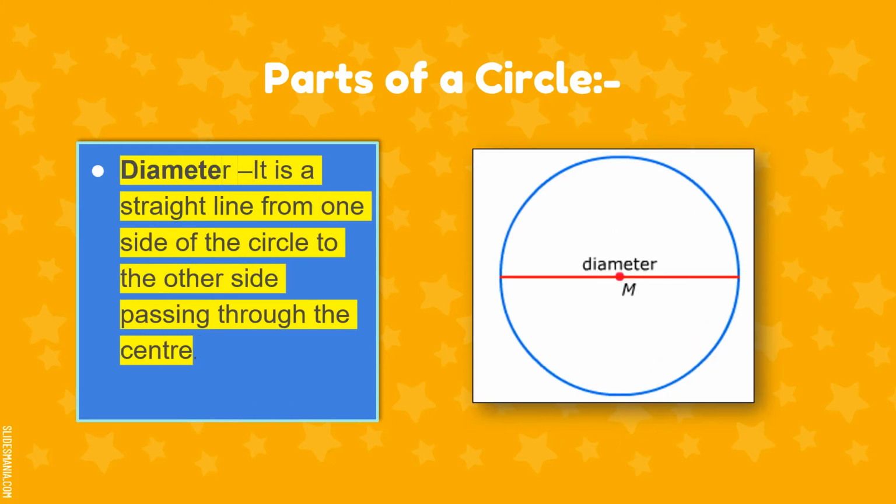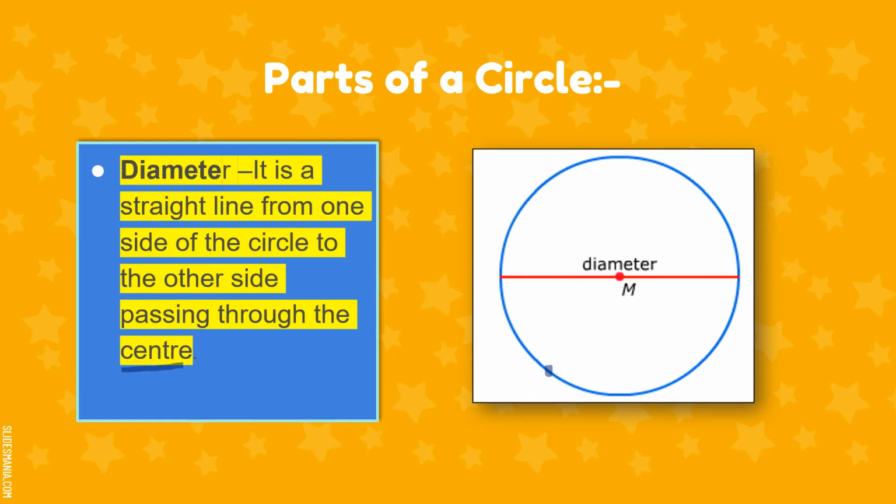So children, let's learn what is the diameter of a circle. Diameter is a straight line. The first thing is it is just a line segment, right? And it starts from one side of the circle to the other. That means it starts from one point on the boundary of the circle. If I start from here, it will reach the other point, but there is a rule, and that condition is that it should be passing through the center of the circle.